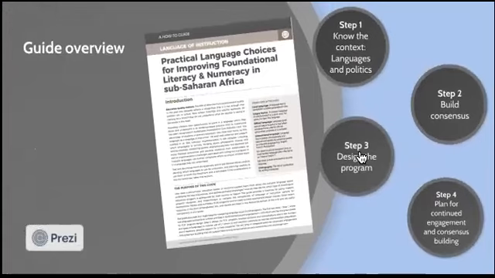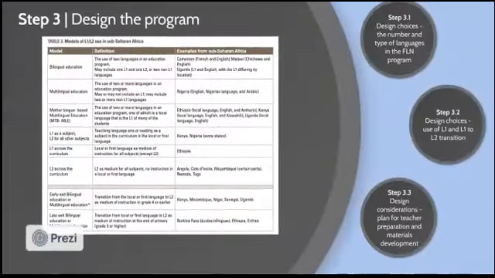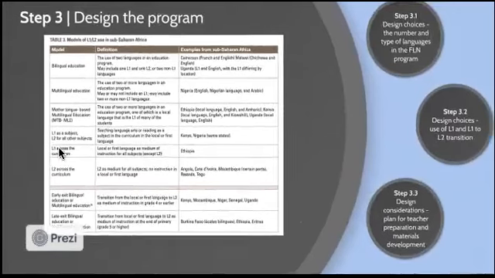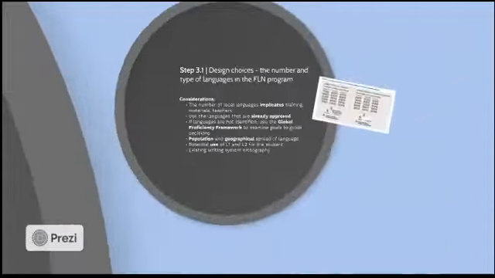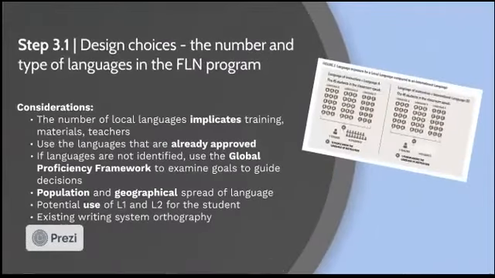Step three, design the program, begins with selecting a model. This table defines models such as bilingual and multilingual, and addresses decisions such as the quantity of subjects taught in the local language and the transition to an additional language. The number and type of local languages is first. Ideally, some local languages have already been approved. If so, start with those. Languages are sensitive topics, and if you can avoid controversy, the more efficient you'll be.